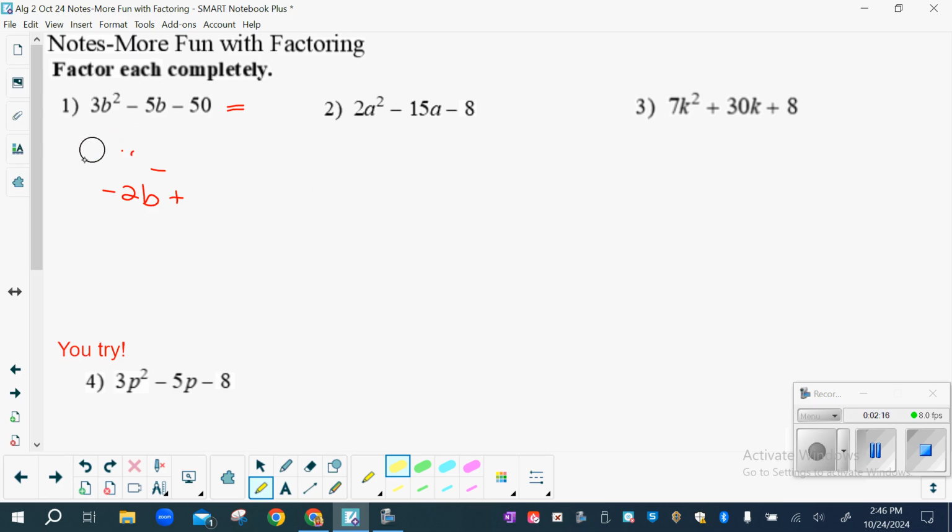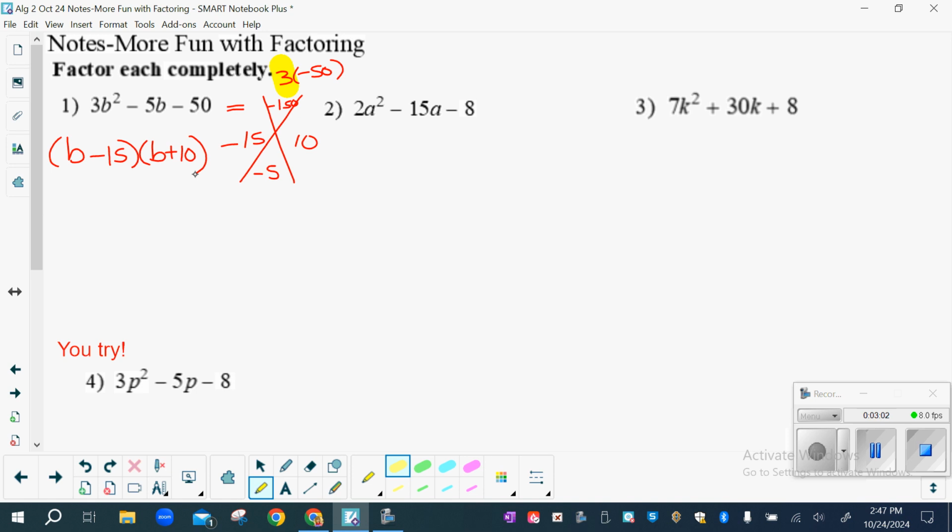So we're going to use the x again, but for the top number, we're going to take the 3 times negative 50. So we're always going to take this coefficient in the front and multiply it by this number here. So this is a negative 150 here. And then again, just like we had before, negative 5 down here. So, negative 15 and 10. So we would get b minus 15, b plus 10.